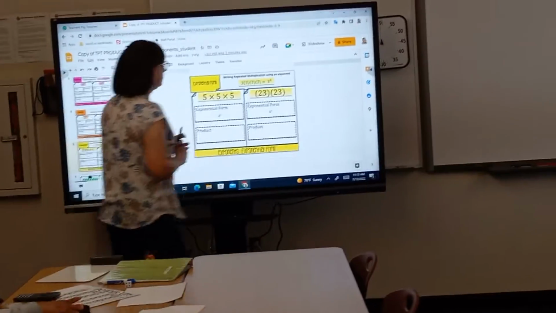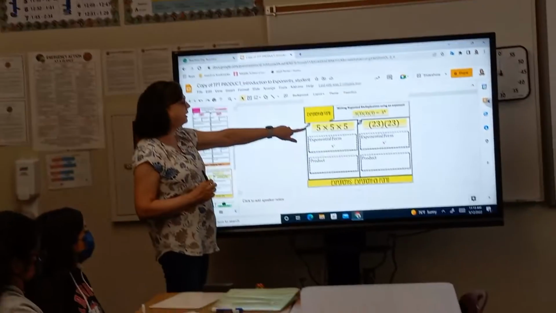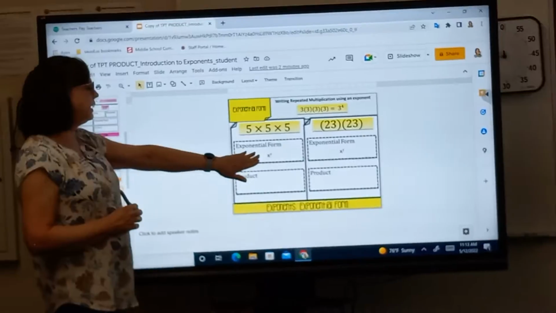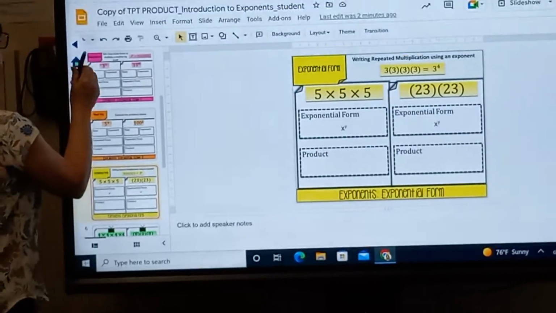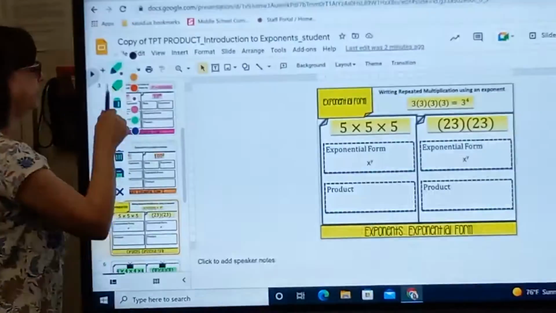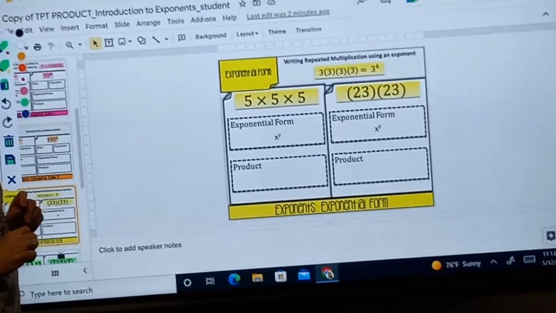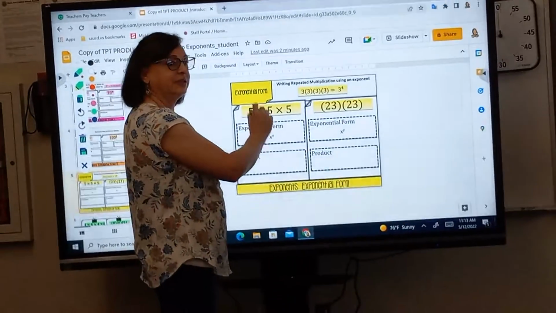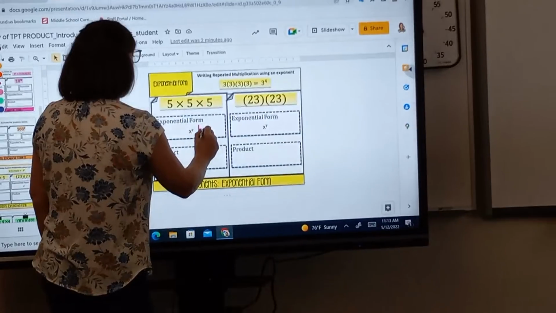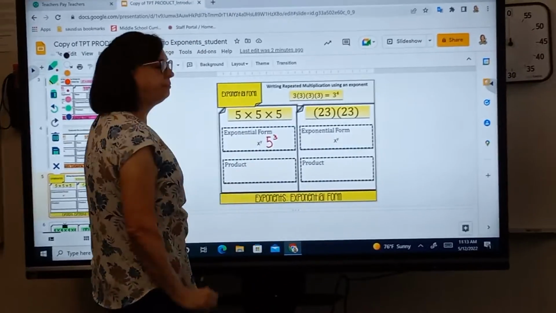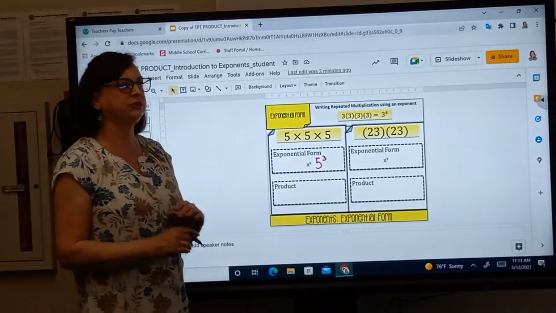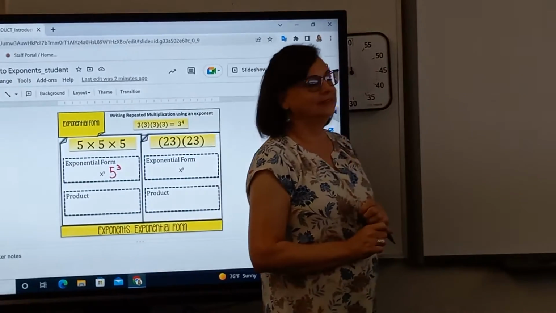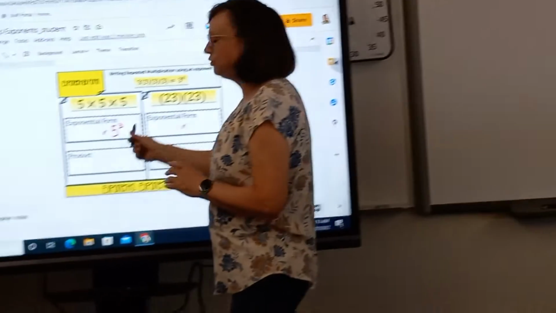So I would like you to take a look at this slide here of 5 times 5 times 5. And who can tell me exponential form, how we can rewrite that another way? Very good. You got it. So they actually give you a model x and then the little y in the corner. So we would write it 5 to the 3rd power. Does someone remember another way to say the 3rd power? Starts with a C. It's called cubed. 5 cubed.